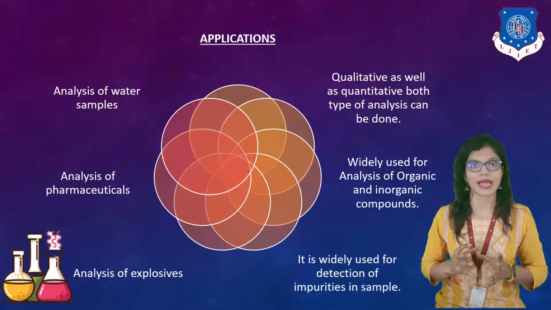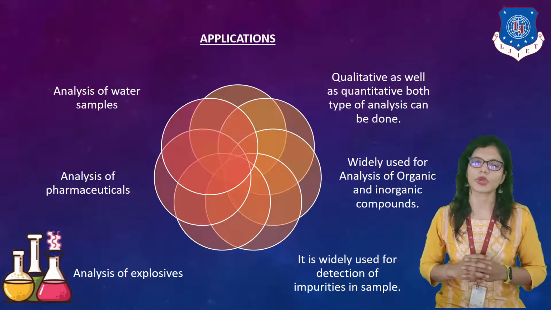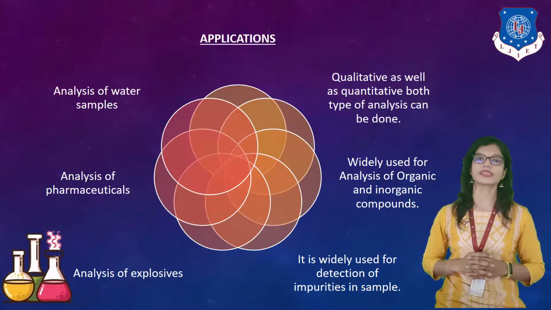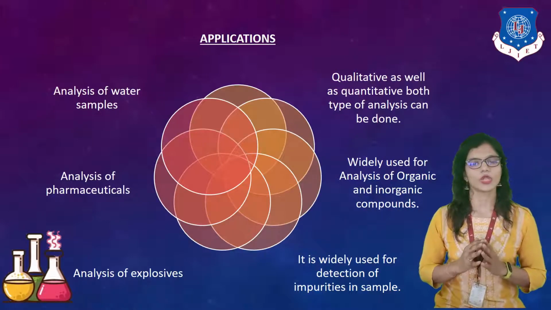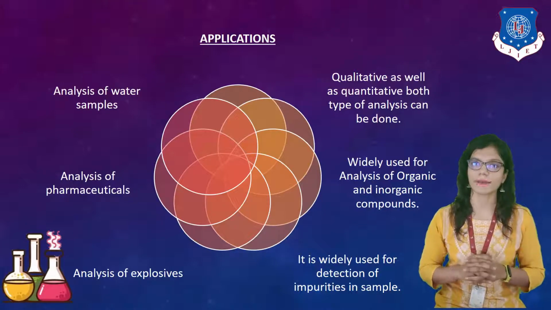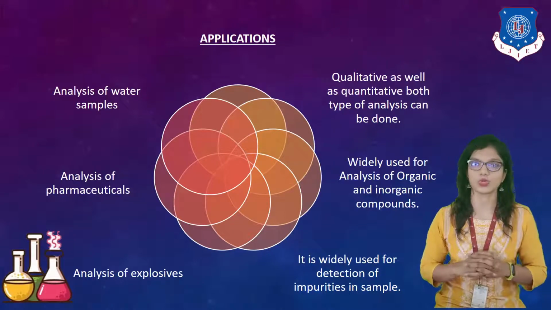Now let's talk about its applications. Both qualitative as well as quantitative analysis can be done using UV visible spectroscopy. It is widely used for analysis of organic as well as inorganic compounds. It can be used for detection of impurities in the sample, as I said earlier, in food analysis laboratories, chemical analysis laboratories, even in oil analysis laboratories and oil production units. Everywhere it is widely used.